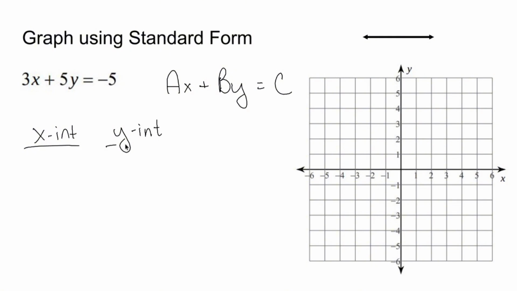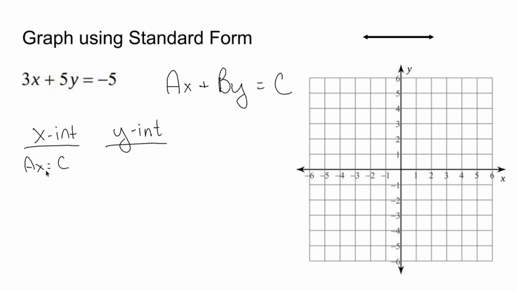Now, the way you normally find an x-intercept is you substitute 0 in for y and then solve for x. But the shortcut is if you were to do that, if you were just to pretend that y isn't there, you would have ax equals c. So let's kind of do these shortcuts so you can see what happens.